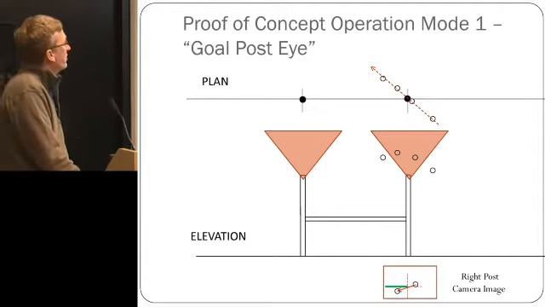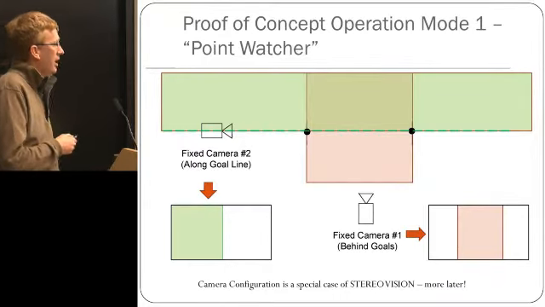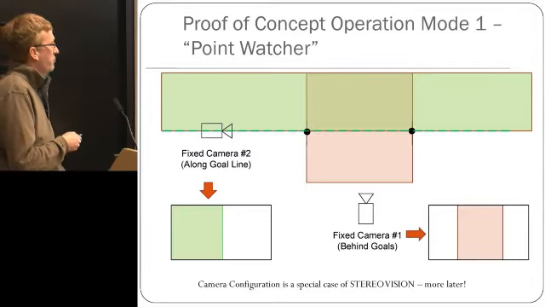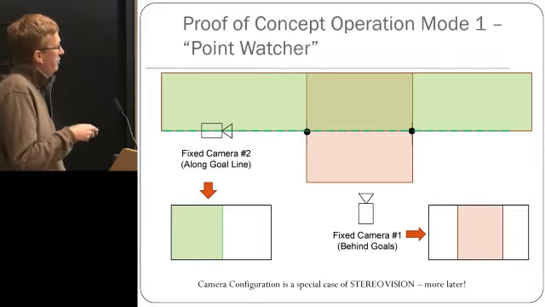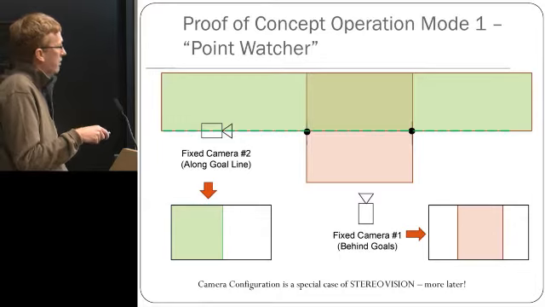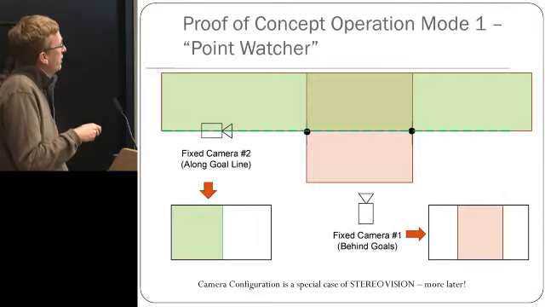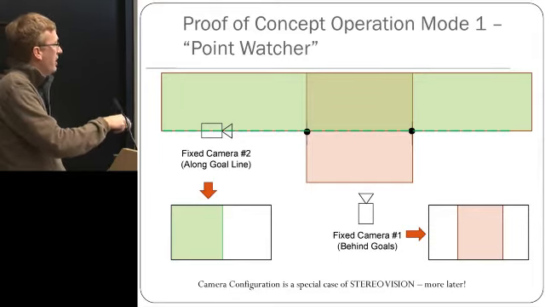The second scenario which we proposed was, again, what we call the point watcher. And again, we outlined this as a proof of concept to them, that this could be a simple extension of what we'd already done. It was a separate type of model where you'd have one camera looking along the length of the goal line and the other camera positioned behind the goal looking directly outwards. So the camera that was looking along the length of the goal line, its picture would look something like this. Everything, obviously, to the left-hand side would be the in-play region. Everything to the right-hand side would be the out-of-play region.